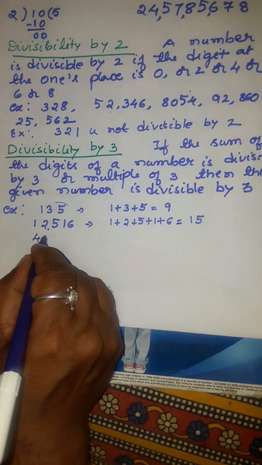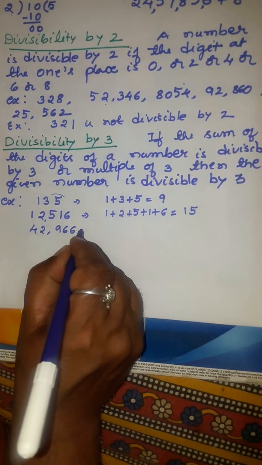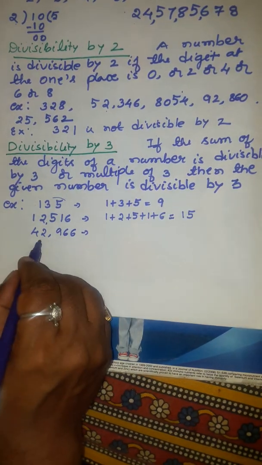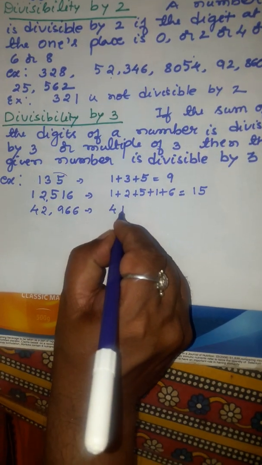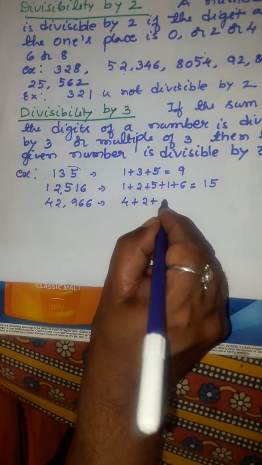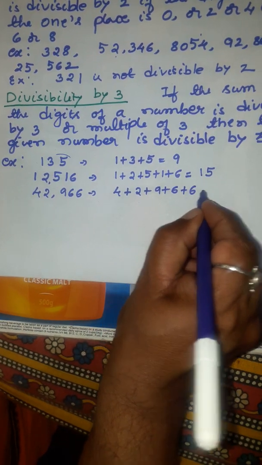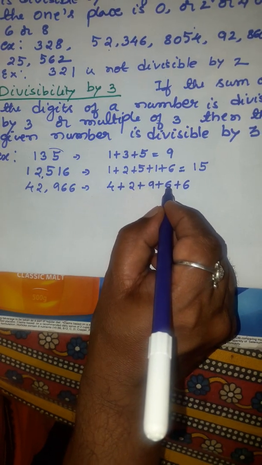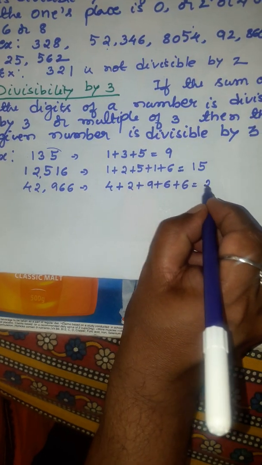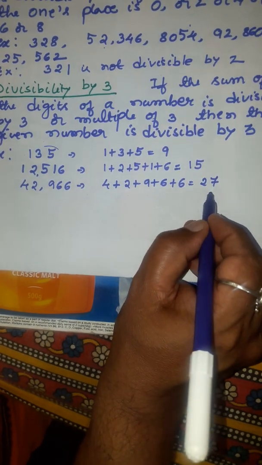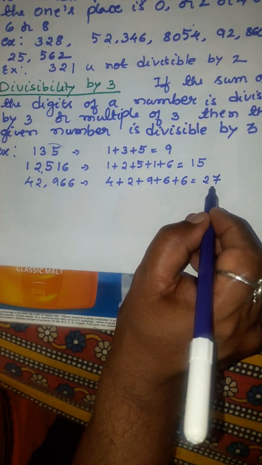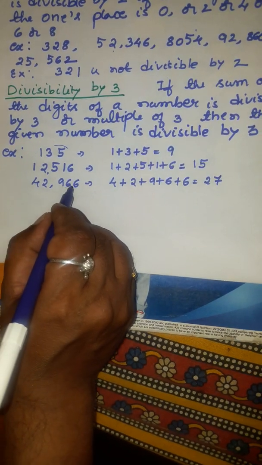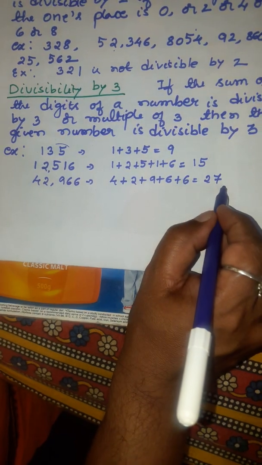Now another example, 42,966. Again, as per the rule of divisibility by 3, let me add all the digits of this number. 4 plus 2 plus 9 plus 6 plus 6. 4 plus 2 is 6, 6 plus 9 is 15, 15 plus 6 is 21, 21 plus 6 is 27. See, 27 is a multiple of 3 and is also divisible by 3. Therefore 42,966 is divisible by 3.